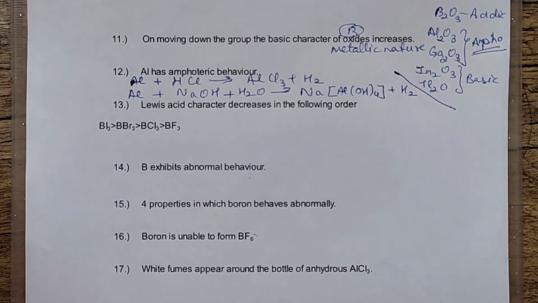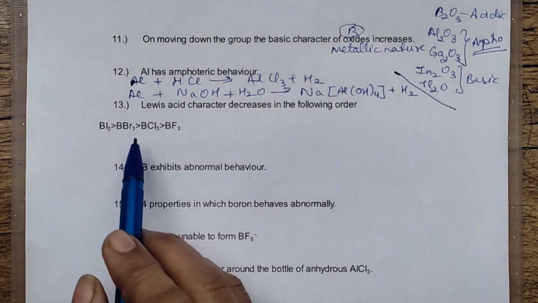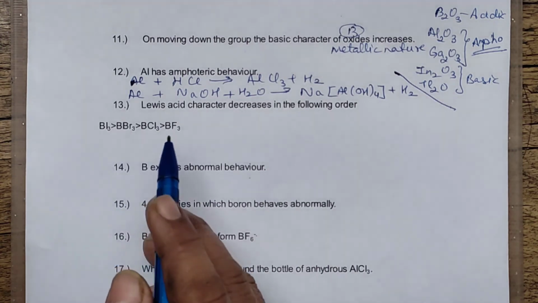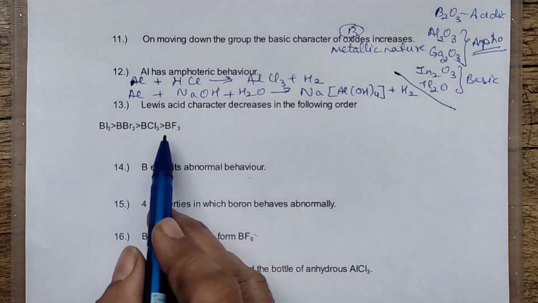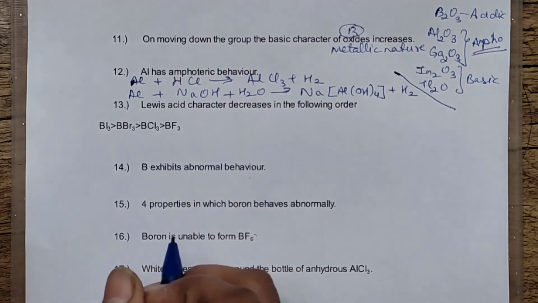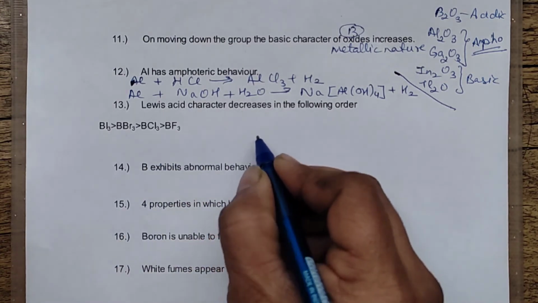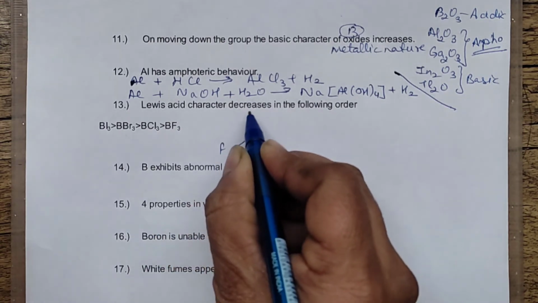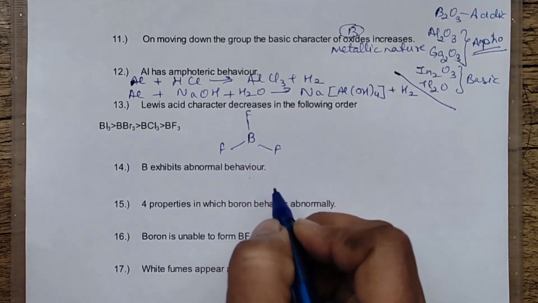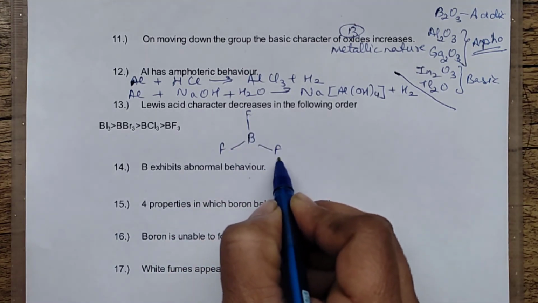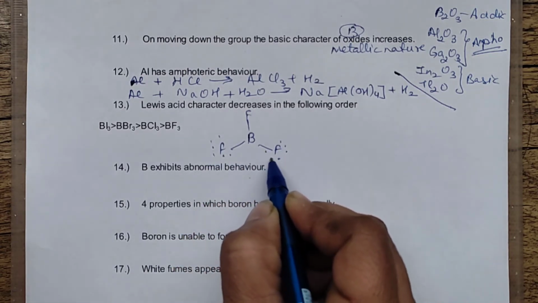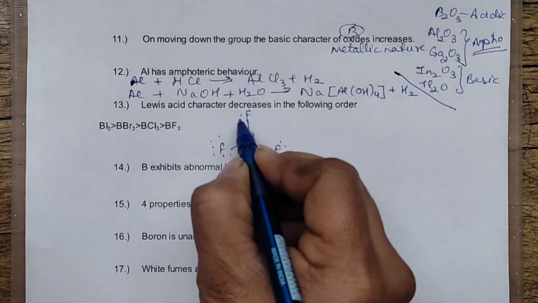Now, the next question says Lewis acid character decreases in the following order. If we are talking about only boron halides, boron iodide, fluoride, chloride, bromide and so on, it is found that boron fluoride is least acidic in nature. If I talk about fluoride, of course the shape for all is the same, trigonal planar. But since fluorine is smaller in size, each fluorine is having 3 pairs of electrons on it, right?